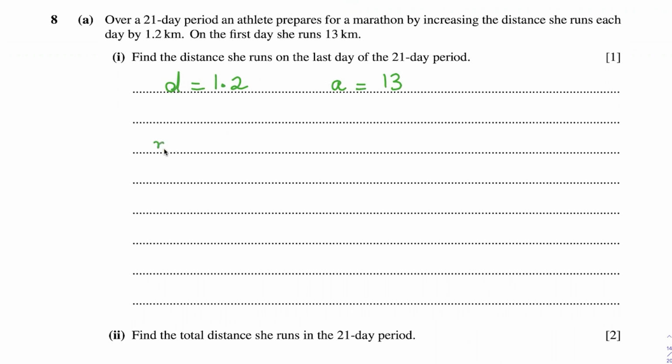So we know that the nth term for an AP is A plus n minus 1 into D. As A is 13 and n is 21, so this will become 21 minus 1, 20 times 1.2. So the 21st term would be 37.